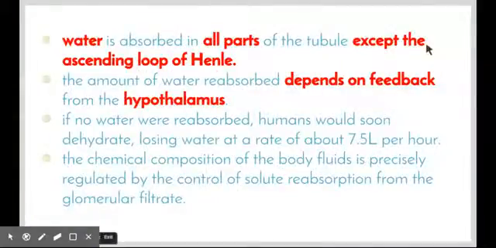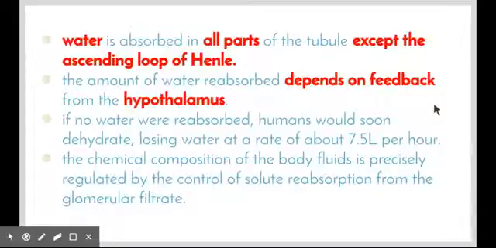Water is reabsorbed at all parts of the tubule except the ascending loop of Henle. To ascend means to go up. So the proximal and distal tubules and the descending loop of Henle are all involved in the reabsorption of water. The ascending loop of Henle is not. The amount of water reabsorbed depends on feedback from the hypothalamus.